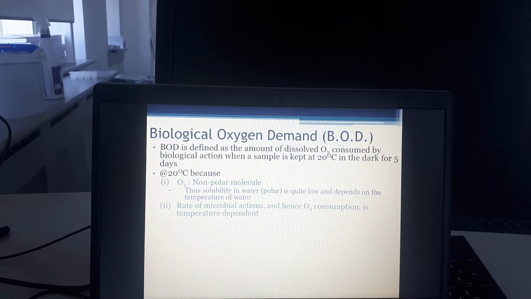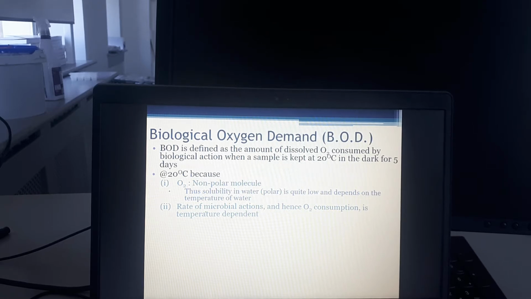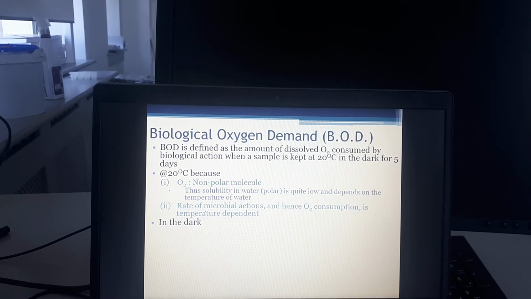Secondly, then, the rate of microbial actions, and hence the amount of oxygen that these actions are going to consume, is dependent on temperature. We know that from our chapter on rates. Increasing the temperature increases our rate. Why then do we have to keep it in the dark?